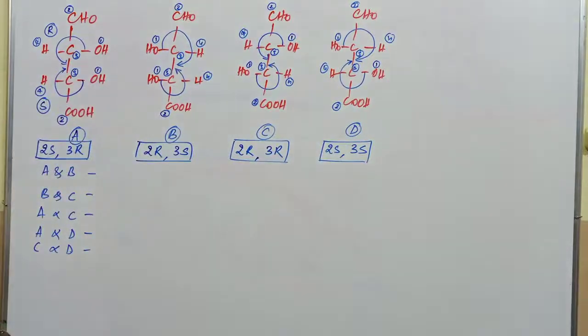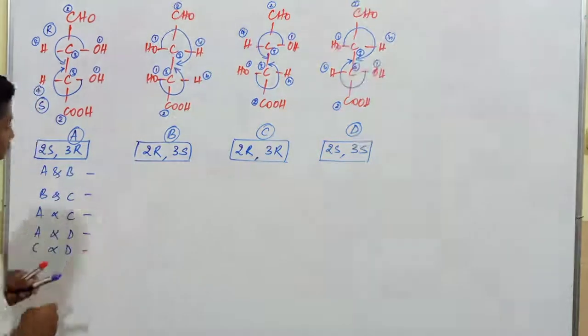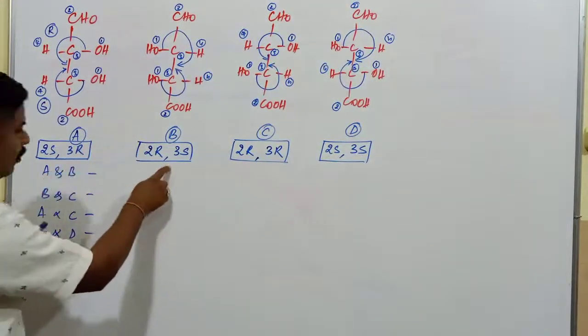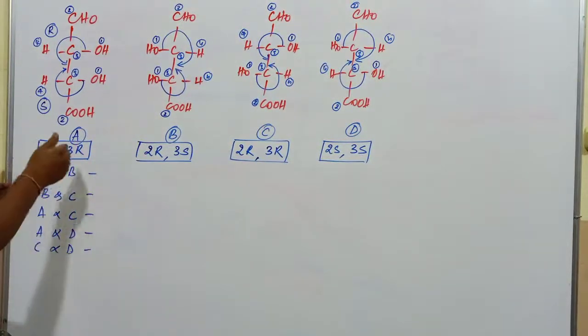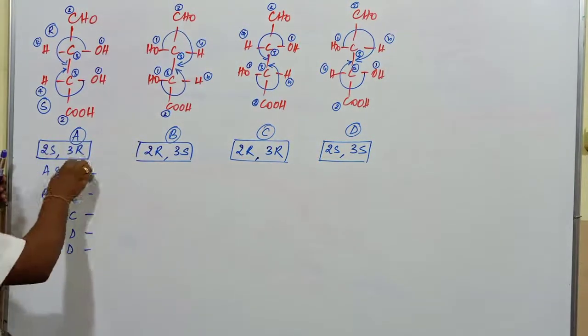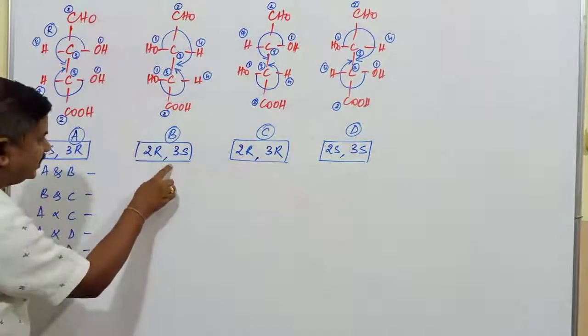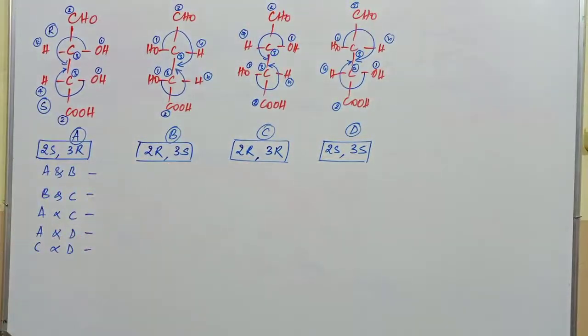Now what is the relationship between A as well as B? In the four options they will be mentioning: A and B compounds are called enantiomers, A and B compounds are called diastereomers, A and B compounds are called identical. Right? Four different types of options will be there.